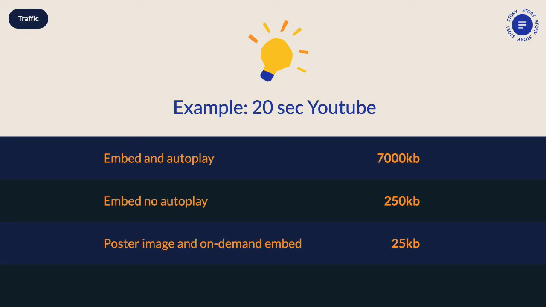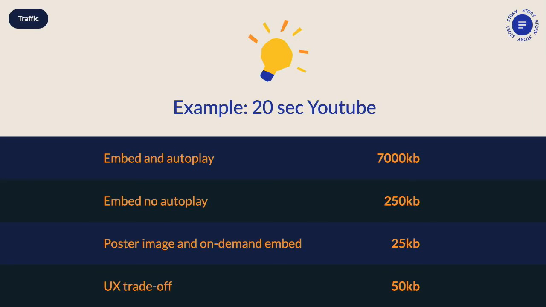So the code to do this is 3 lines of JavaScript, right? More often than not, this is a good approach. If you want to have something that kind of mimics an autoplaying video, maybe make a small video that has 3 frames a second or 5 frames a second, and use that, and then when you click, do the same thing. Maybe there's a UX trade-off, maybe 50 kilobytes instead of the 25.